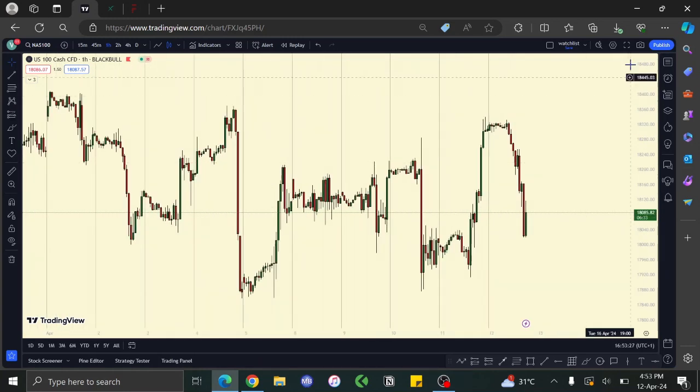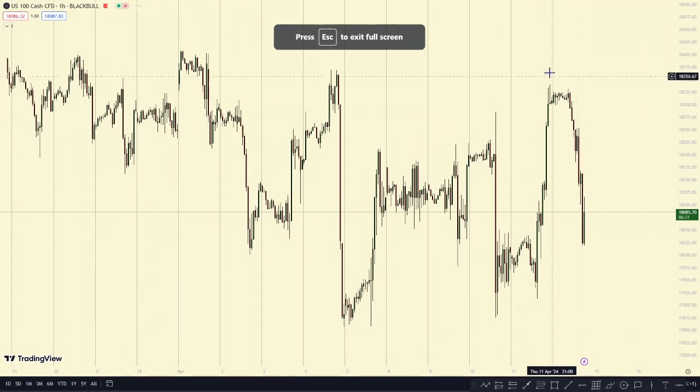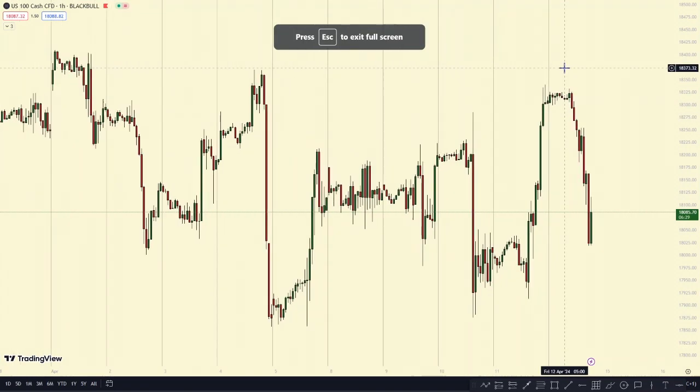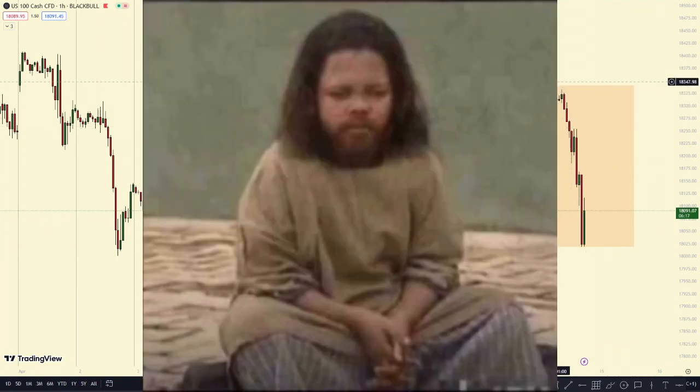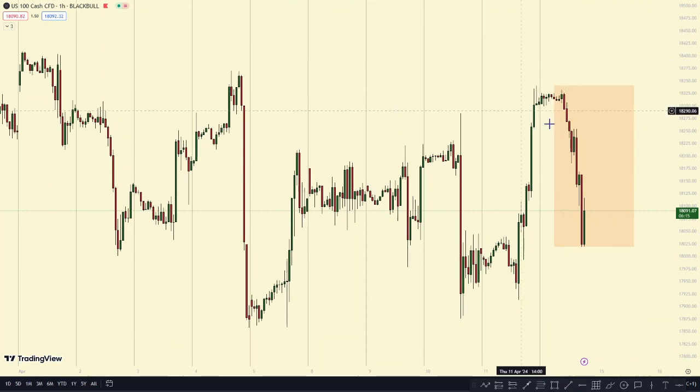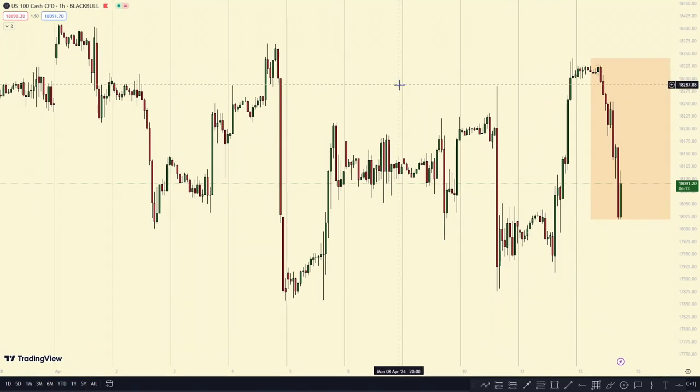All right, great. So this is my Nasdaq charts, and this is today's price action. What happened today? This is where I took the trade. But let's just pretend that this isn't here. Ask yourself, where is price coming from and where is price most likely to go to?